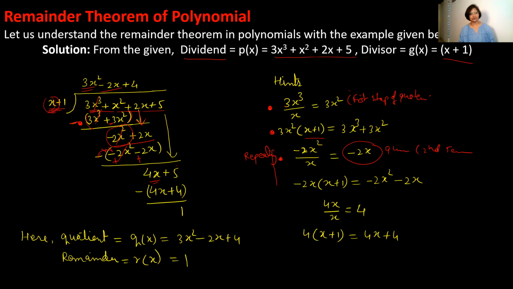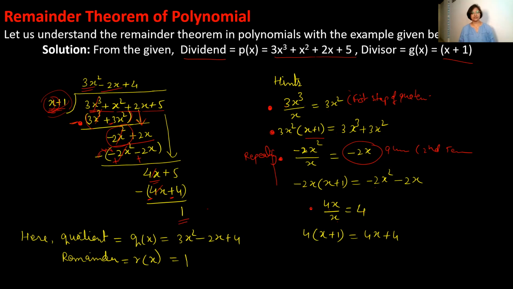Now again you have to pull down this term here. Then the steps will be repeated. What will be repeated? 4x upon x. So what I have done here, 4x upon x, we got 4. So we have to multiply this 4 by this divisor, and we got 4x plus 4. Then we have to put it in the place of subtraction. So 4x plus 4 within a bracket and minus. So it will become minus 4x and minus 4. So plus 4x minus 4x will cancel, and 5 minus 4 will be 1.